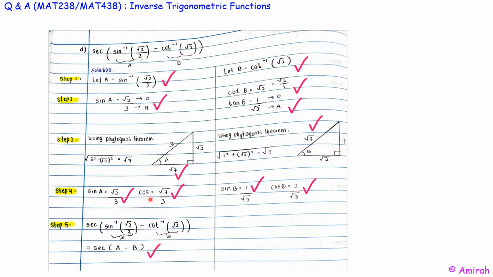The cos was missing A here. So this should be cos A equals root 7 over 3, adjacent over hypotenuse. And cos B should be root 2 over root 3, adjacent is root 2, with the root missing.